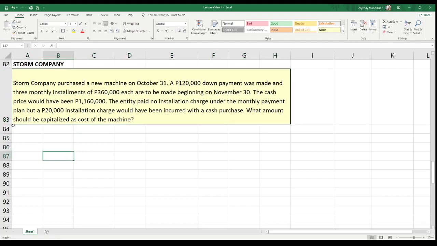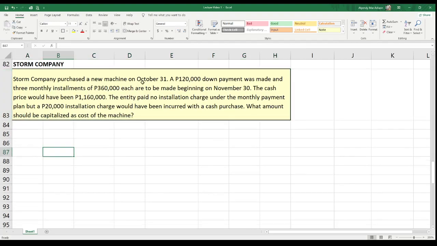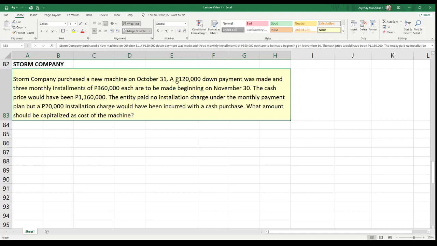Ani nga problem. So Storm Company purchased a new machine on October 31. A 120,000 down payment was made and 3 monthly installments of 360,000 each are to be made beginning on November 30. The cash price would have been 1,160,000. Okay? Cash price would have been 1,160,000. So this is the cash price equivalent.